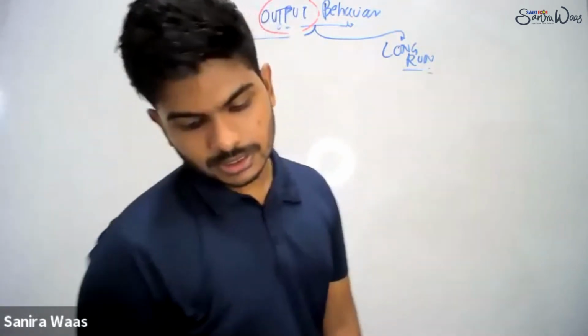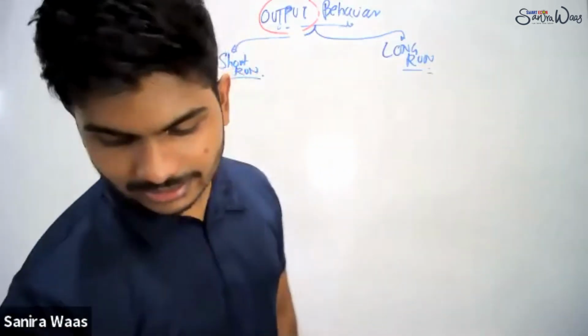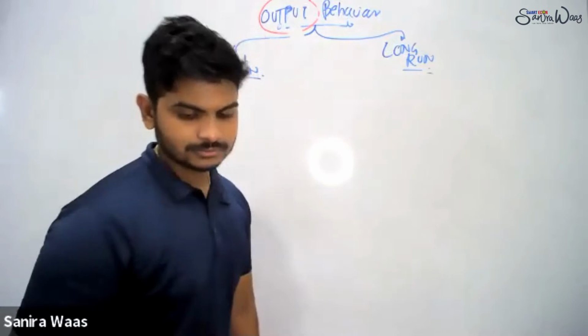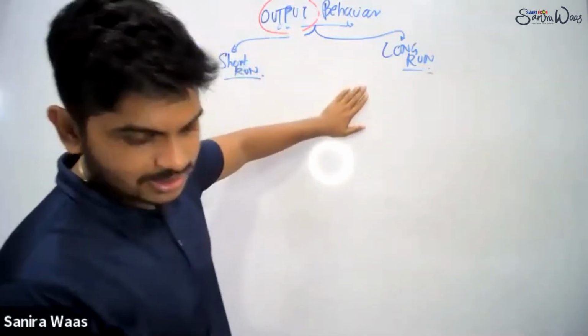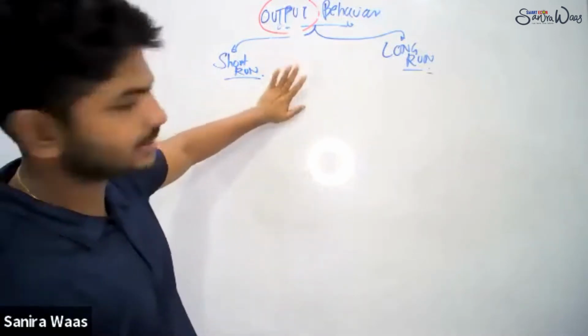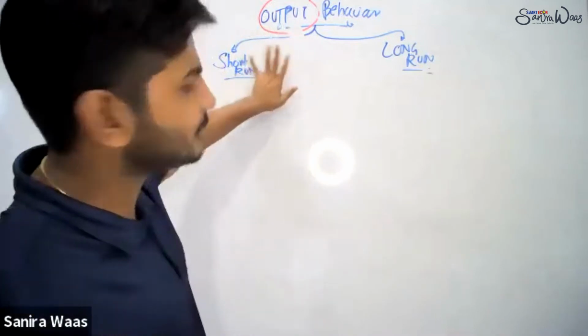Anyone other than my usual class kids? Anyone? What is the logic? What is the base? Or else what is the concept? Or else what is the law which determines the output behavior of the short run?